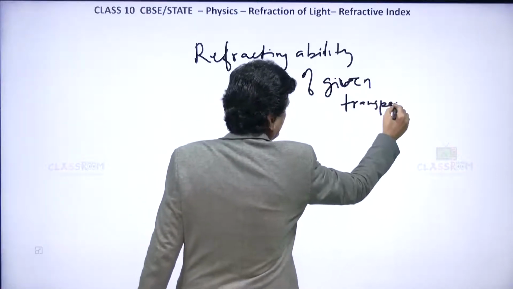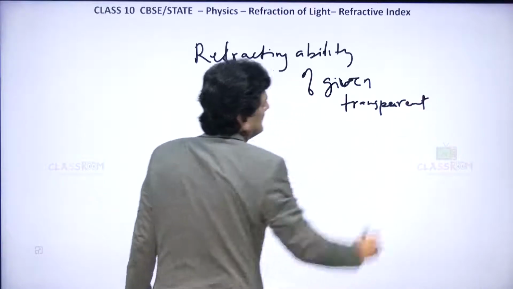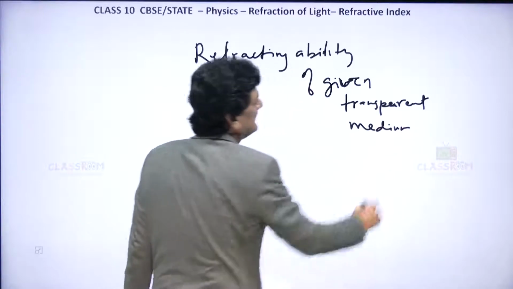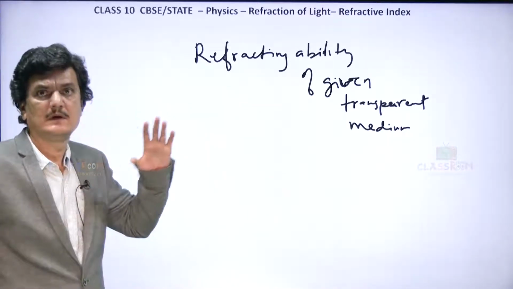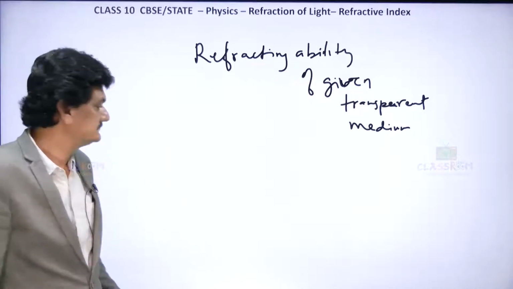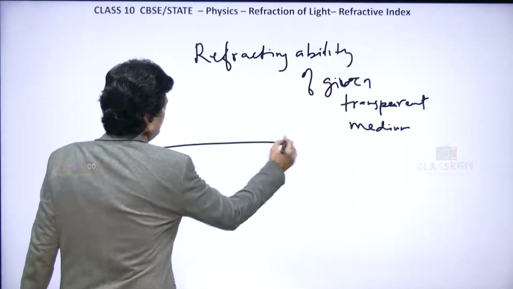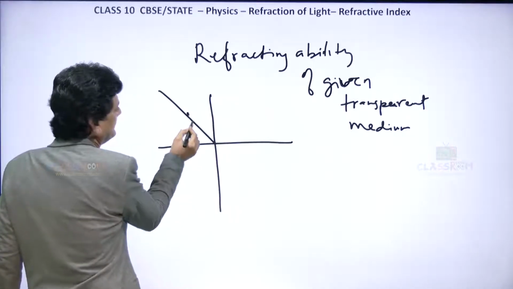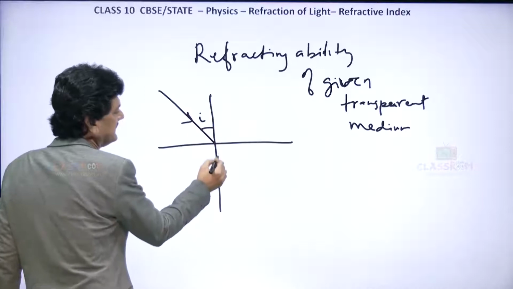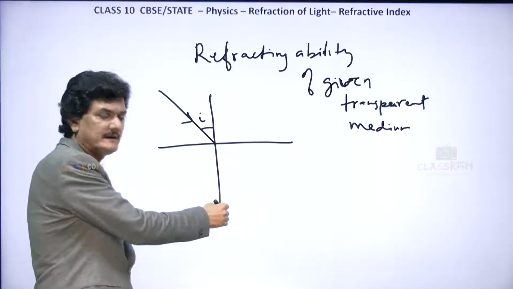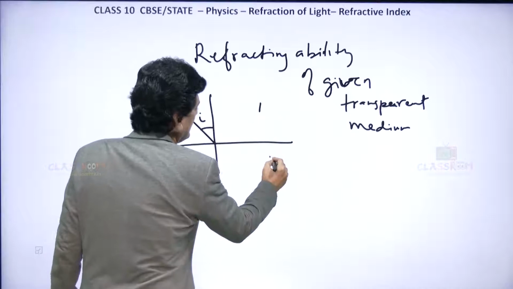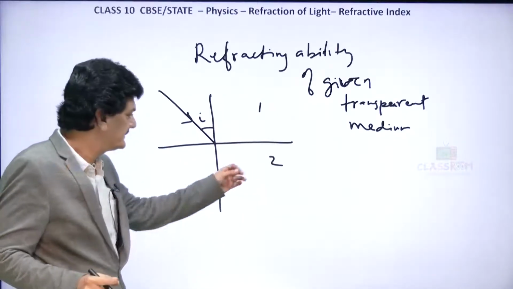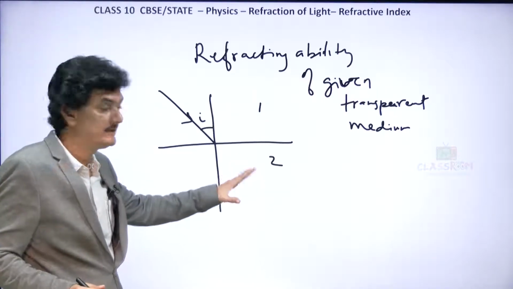But you should remember that this refractive ability depends upon the first medium also, like the light rays travelling. This is the normal which we have drawn, this is the angle of incidence, and the refraction is taking place in the second medium. So, the refraction will not just depend upon its refractive ability, it will depend upon the first medium also.